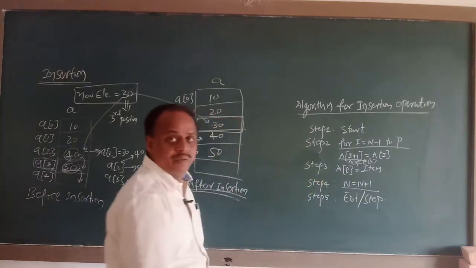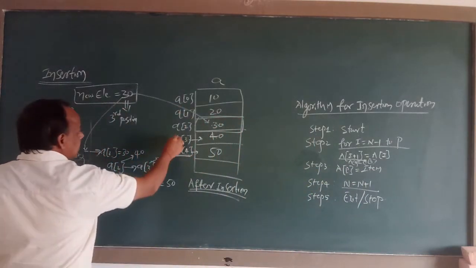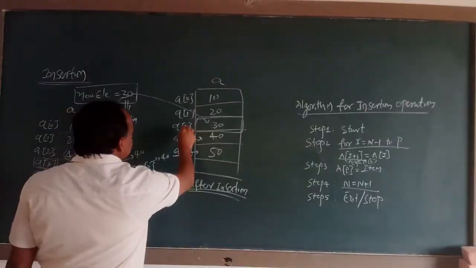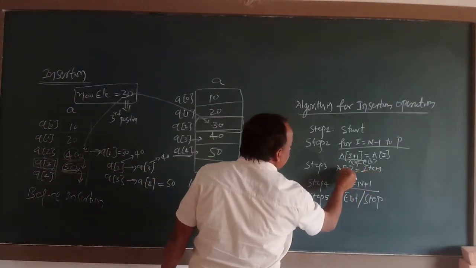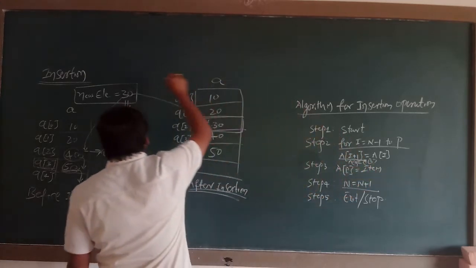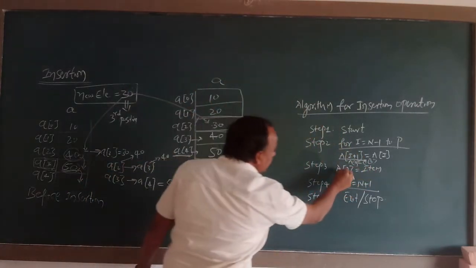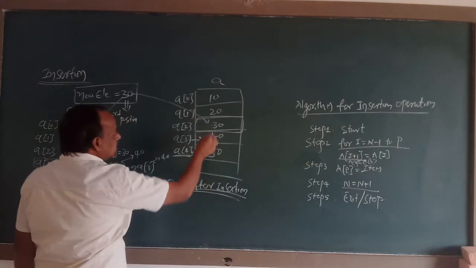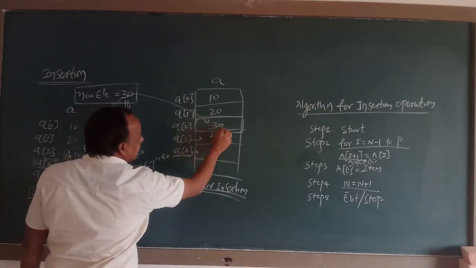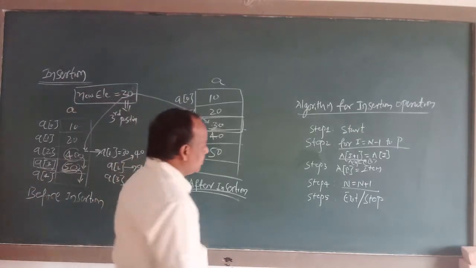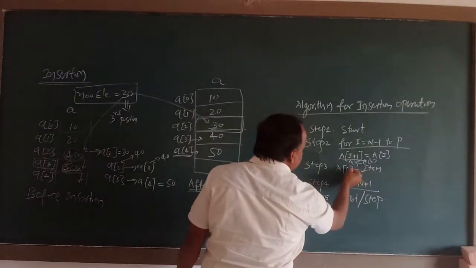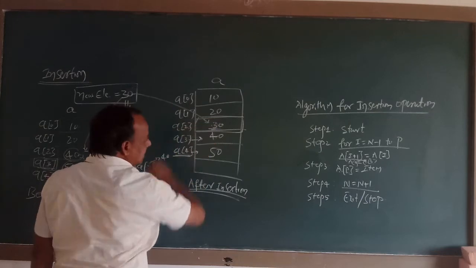Means at present P value is 2. Right? P value is 2. Position is 2. So A of P is equal to item means A of 2 is equal to which item we have to insert? 30. A of 2 equal to 30. That's why in A of 2, 30 is there. Right? A of 2 equal to item is 30. A of 2, 30 is there.